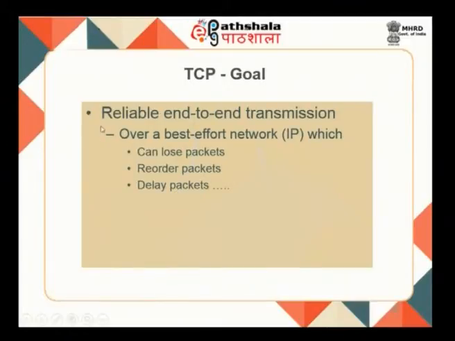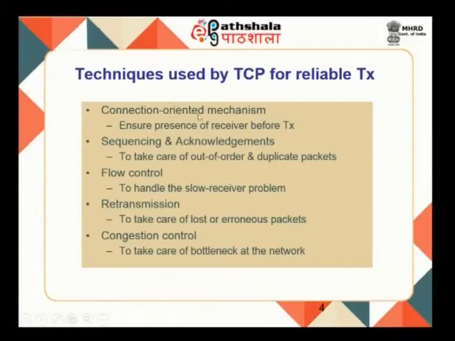Now, the goal of TCP, as we already mentioned, is to provide reliable end-to-end transmission over a best effort network, which is the IP protocol, which can lose packets, reorder packets, delay packets, etc. In spite of whatever the IP layer would do, we want to provide reliable end-to-end connection. So, how does TCP do this? What are the techniques that are used by TCP for providing reliable transmission?